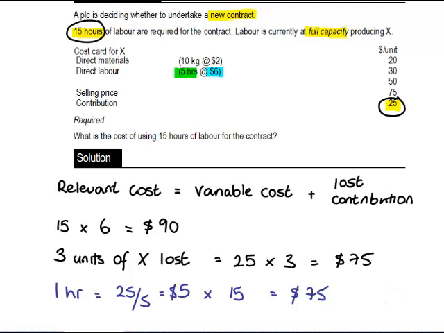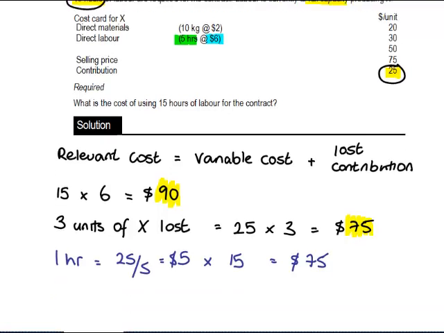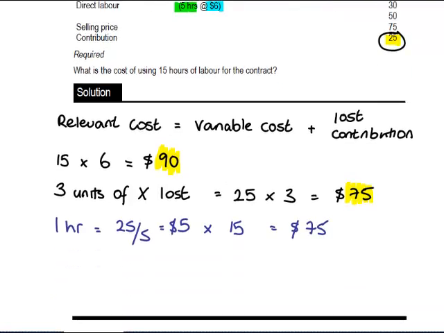So all that's left for us to do is to add together the two parts of this answer, which is 90 and 75. And that gives us a total relevant cost of $165.